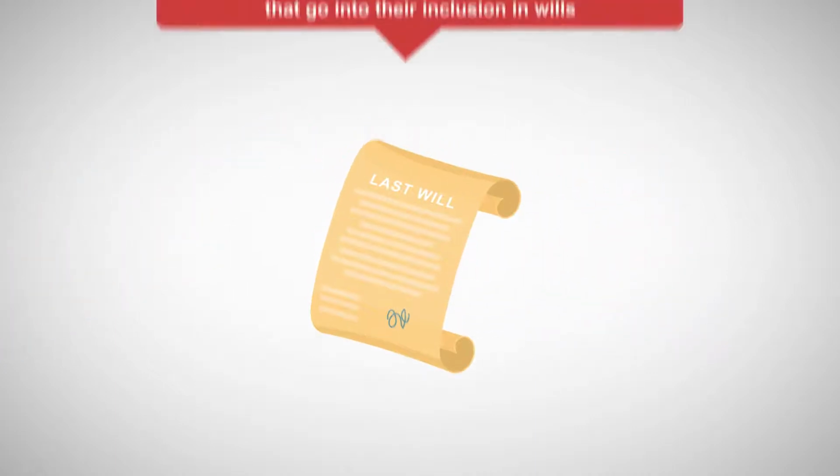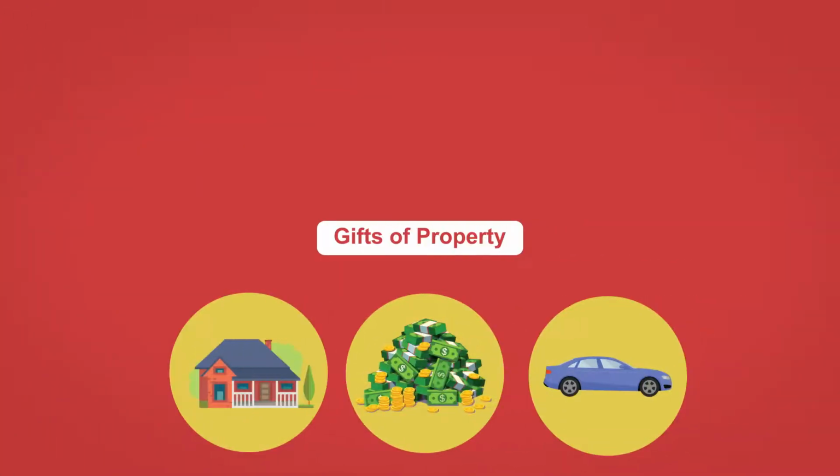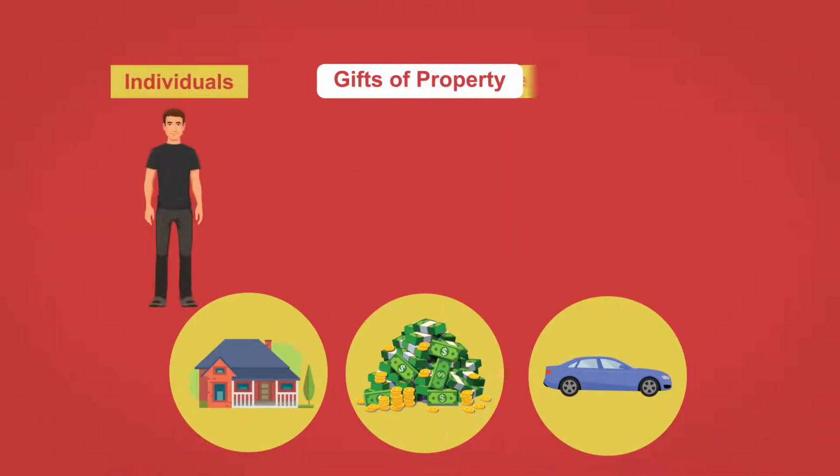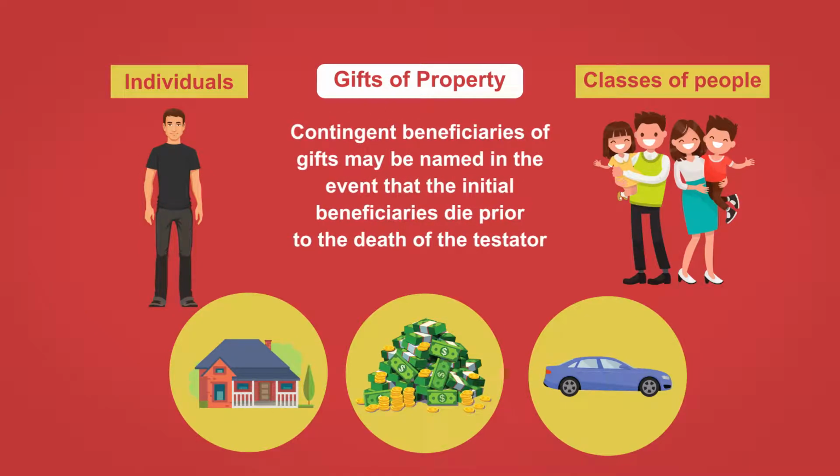In this presentation, we'll discuss some of the most common will provisions, their purposes, and the considerations that go into their inclusion in wills. The gift of property represents the central utility of the will. Gifts can be directed to individuals or classes of people, and contingent beneficiaries of gifts may be named in the event that the initial beneficiaries die prior to the death of the testator.